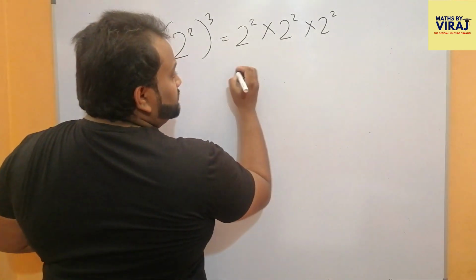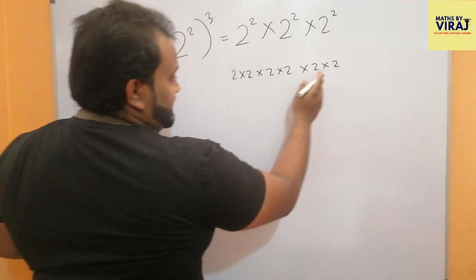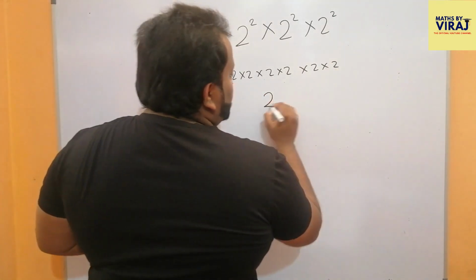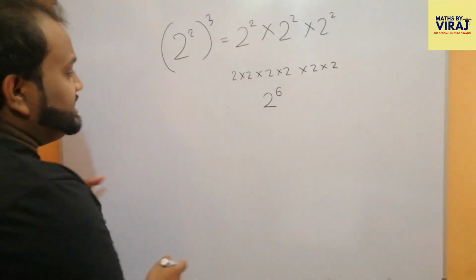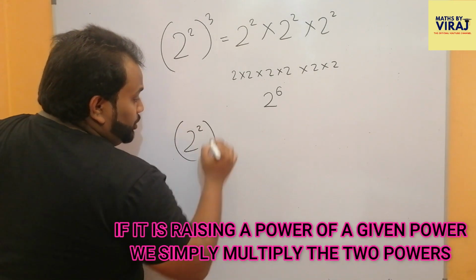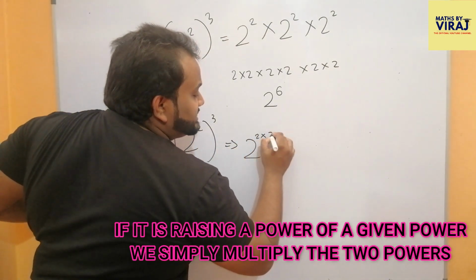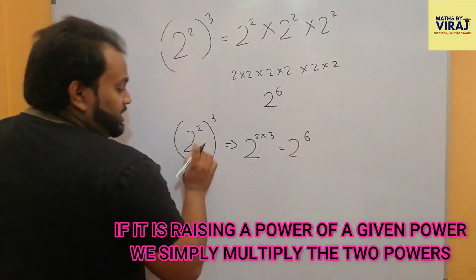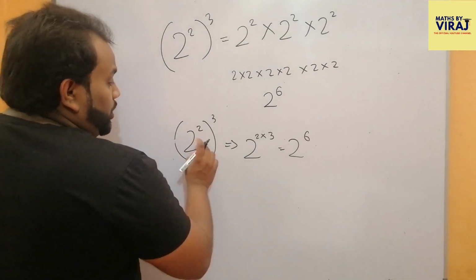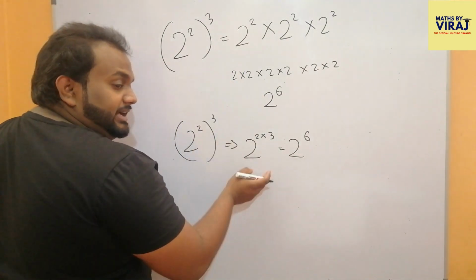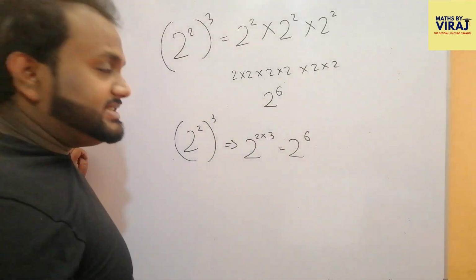What do we have here now? 2 into 2 into 2 into 2 into 2 into 2, which is 1, 2, 3, 4, 5, 6: 2 to the power 6. Rather than writing it like this, when there is a power to a given power, we can simply multiply the two powers. Here, 2 to the power 2, whole thing to the power of 3, can be written as 2 to the power 2 into 3, which is 2 to the power 6.